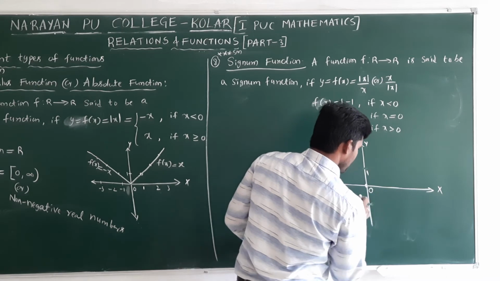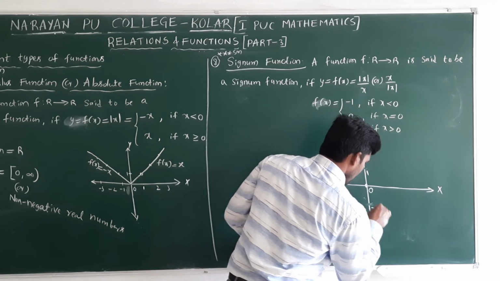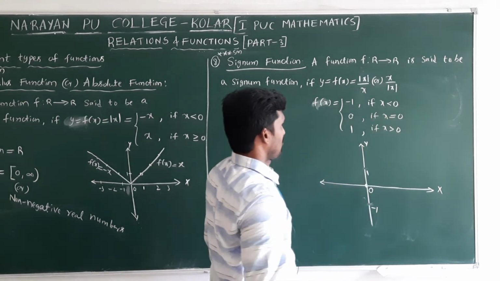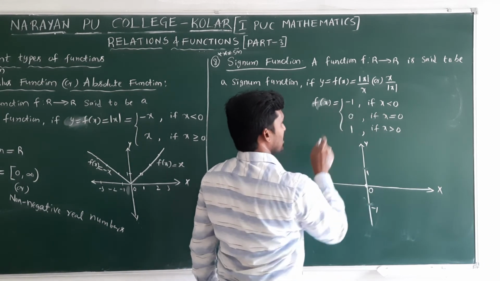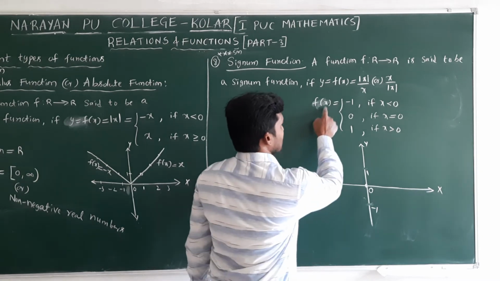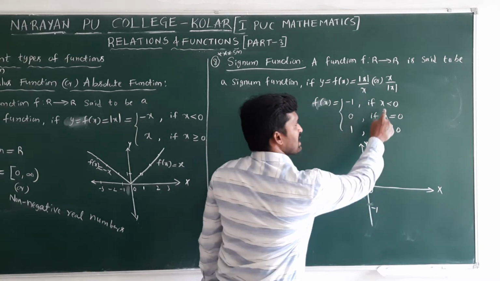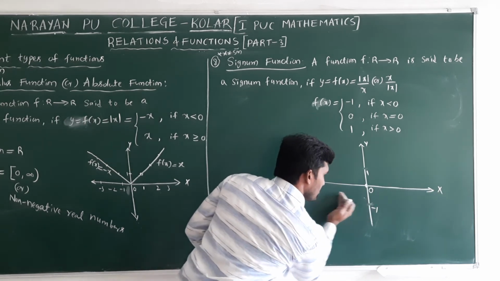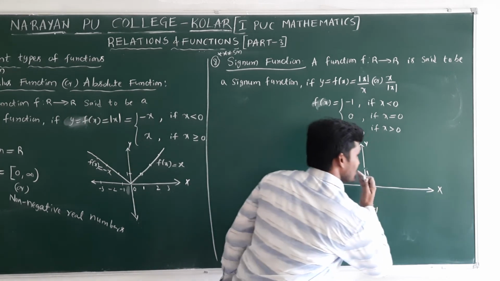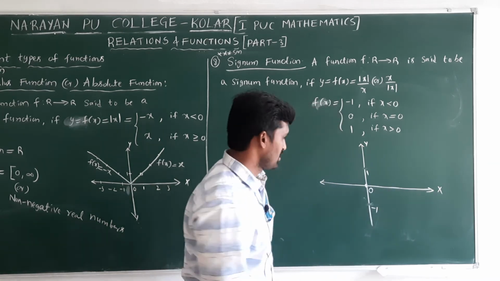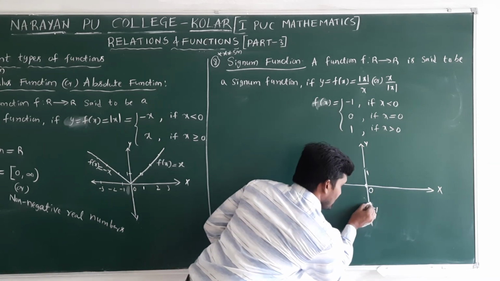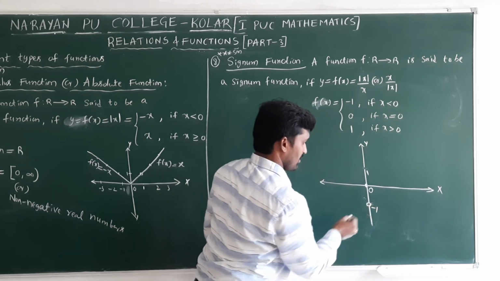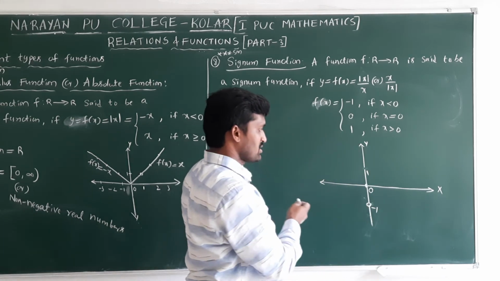1, -1. X is less than 0. What is the value? -1. F of x is nothing but y only. For all x less than 0, y value is -1, fixed. Less than 0 means which side? Left side. This side x is greater than 0. But I am not taking x equal to 0 here. That's why I am taking an open circle. For less than 0 values, it is -1.